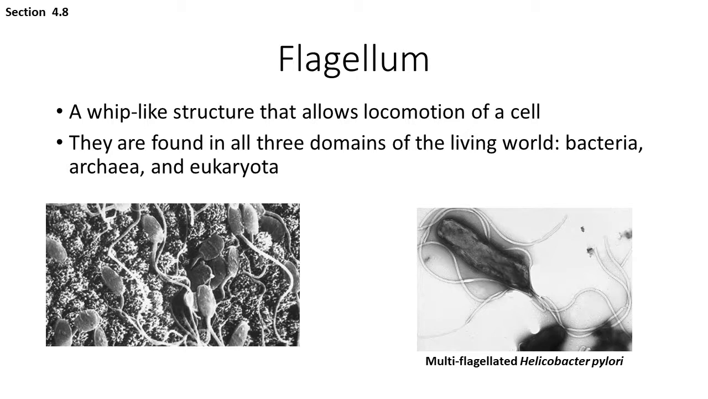Flagellum are whip-like structures that allow for locomotion of a cell. They are found in all 3 domains of the living world, including bacteria, archaea, and eukaryota. Helicobacter pylori, if you've ever known someone who's dealt with stomach ulcers or dealt with them personally, this is often your culprit. This sperm.